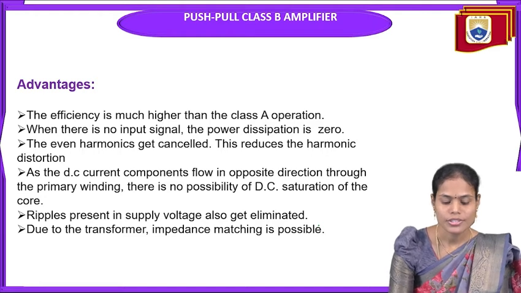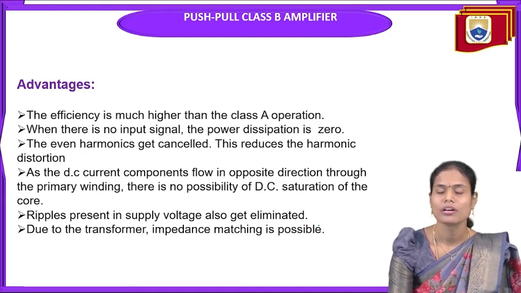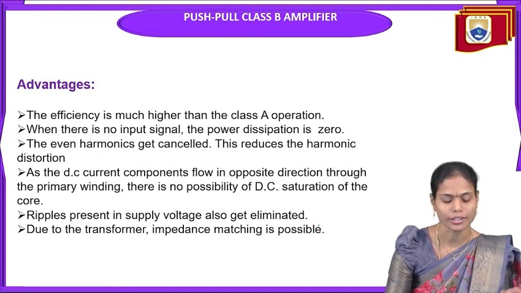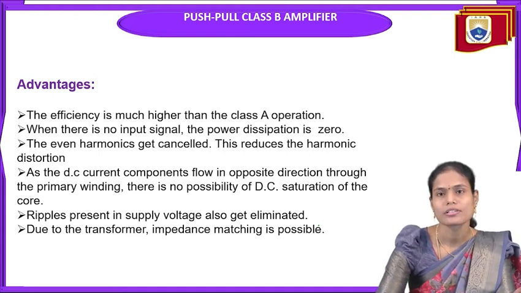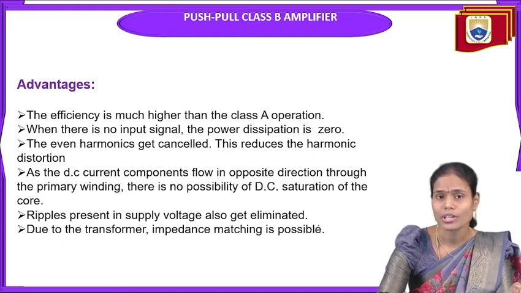And the DC currents are flowing in the opposite direction through the primary winding of the transformer. So there is no chance of DC saturation of the core or winding here. Ripples present in the supply voltage are eliminated due to the alternate conduction of the transistors. And because of utilizing the 2 transistors, we can provide the best impedance matching between the source and load in the circuit. So these all are the advantages of the class B power amplifier.